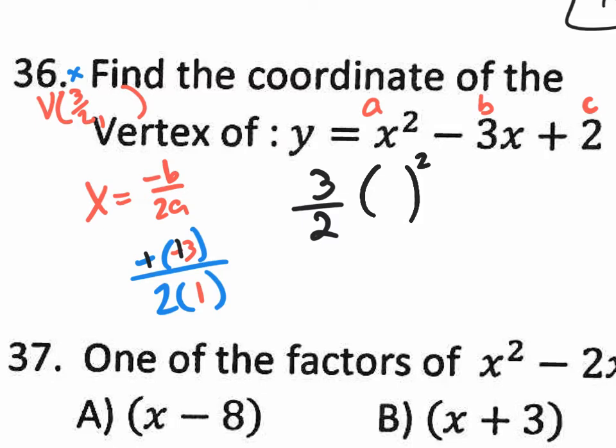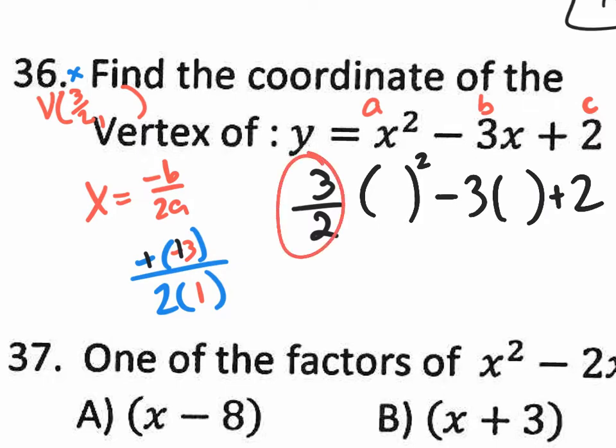Blank, parentheses squared, minus 3 times parentheses in place of x, plus 2. And we are plugging in this x value of 3/2. So plug it in right there. Plug it in right there. Remember, this is not part of it, all right? It's not part of it.